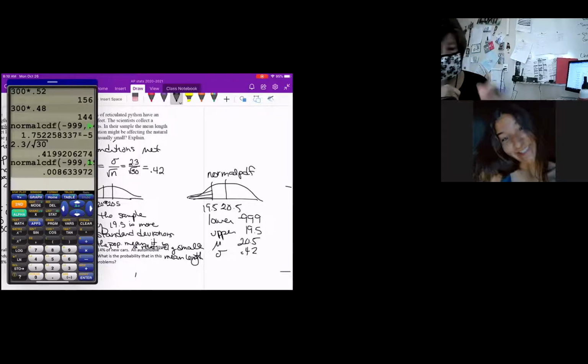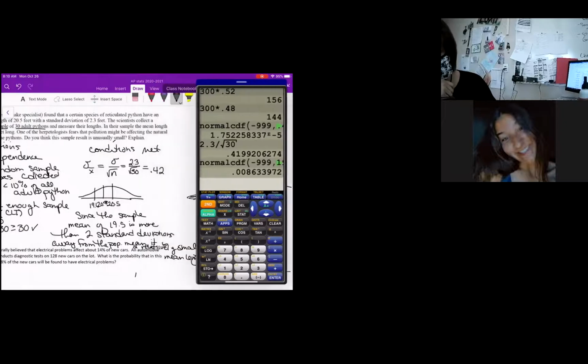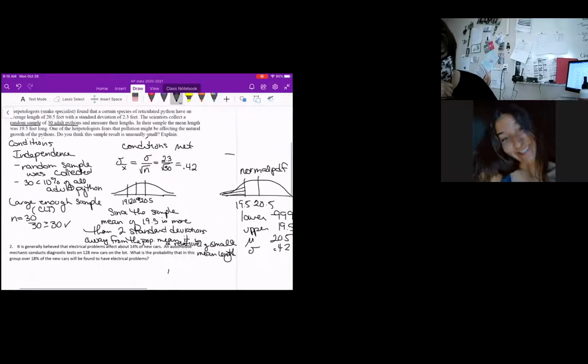Questions? All right, second one. It is generally believed that electrical problems affect about 14% of new cars. An automobile mechanic conducts diagnostic tests on 128 new cars on the lot. What's the probability that in this group, over 18% of the new cars will be found to have an electrical problem? So we want the probability that P hat is over 18%, 0.18. That's what we're looking for.